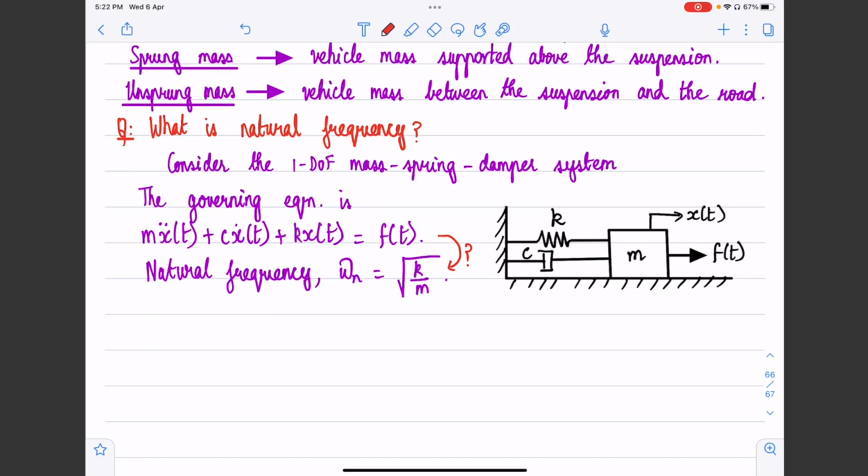Any other thoughts on how we went from this equation to the formula for the natural frequency, which is square root of k by m? So this x dot t will be compared with 2 zeta omega n. And here it will be c by m. Okay. So I think these are all nice answers, right?